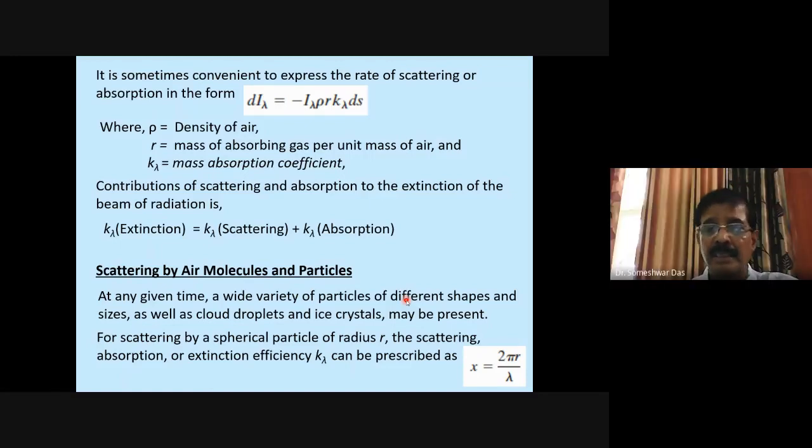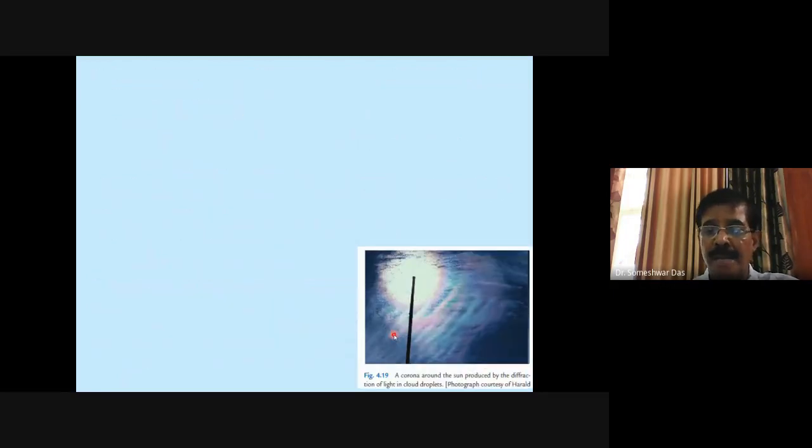So this provides us a wide variety of explanations of different phenomena that occur in the sky. From here, we try to explain different types of features or phenomena that occur in the sky, like formation of a halo around the sun, the Rayleigh scattering, the Mie scattering, etc.